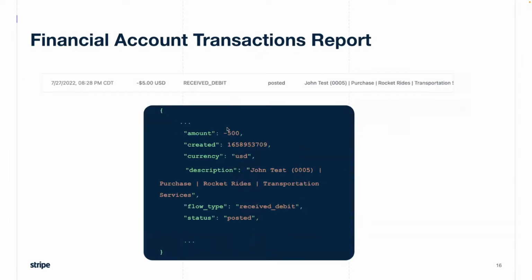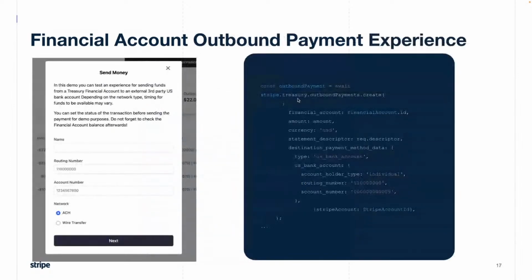Then for the financial accounts transactions report, I still use the same transactions list. Here you see that I get the date built from this created property. Then I have the amount, the transaction, the flow type, the transaction status, and then the description. I could have gone really deep and broken down the description, but for a demo, it's fine.